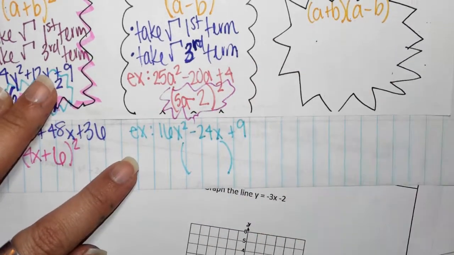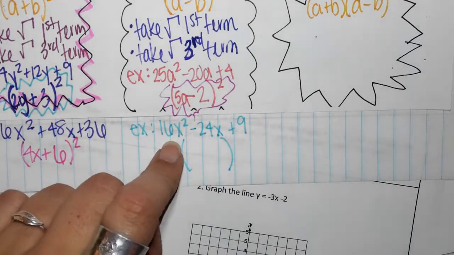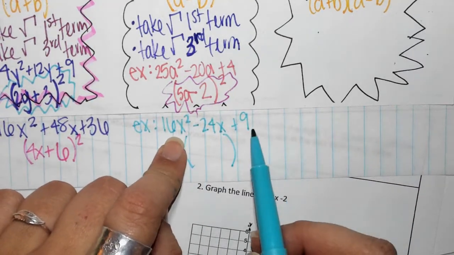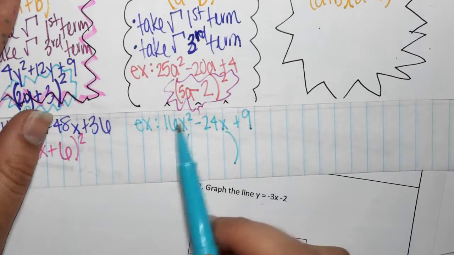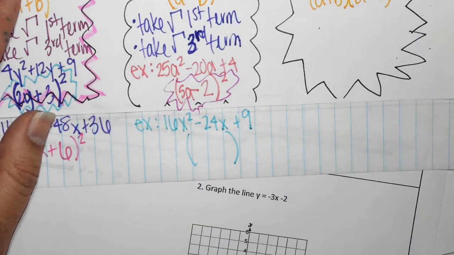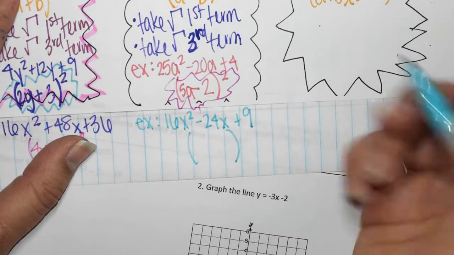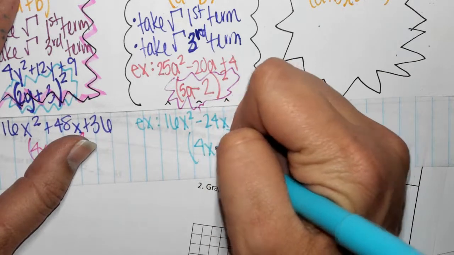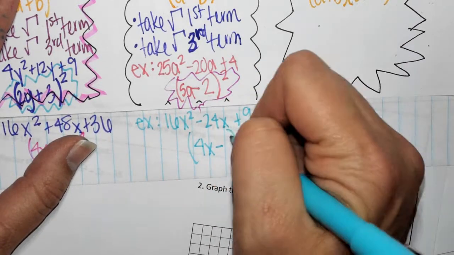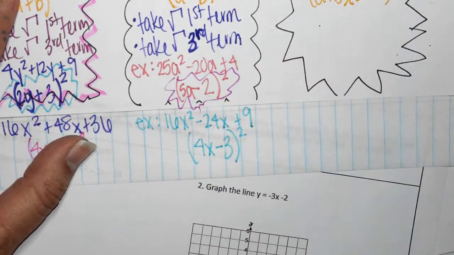Alright, so is the first a perfect square? Yes. Is this a perfect square? Yes. Alright, let's take the square root of it. What's the square root of 16x squared? 4x. Alright, minus, what's the square root of 9? 3. And you put a squared. And then you're done.